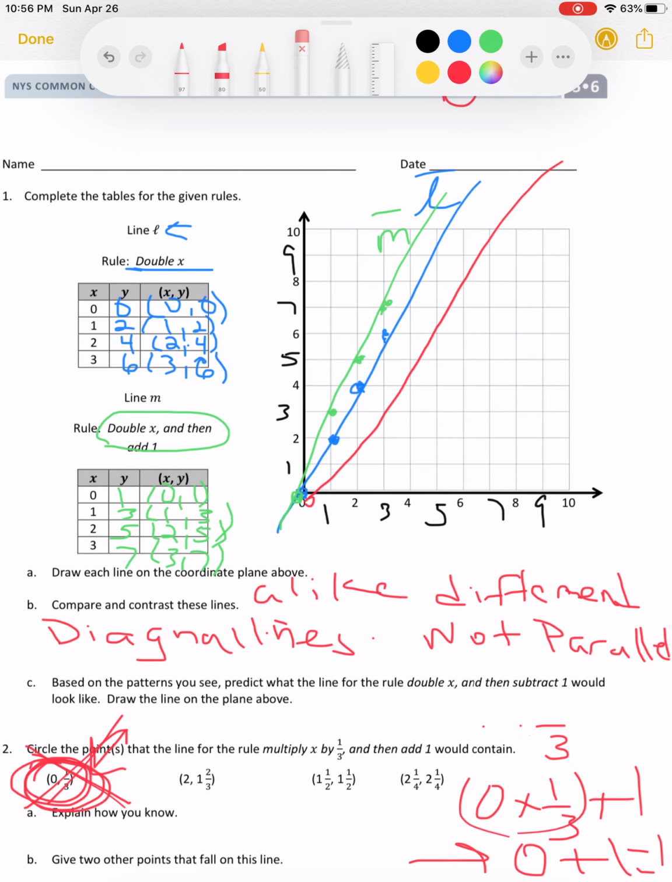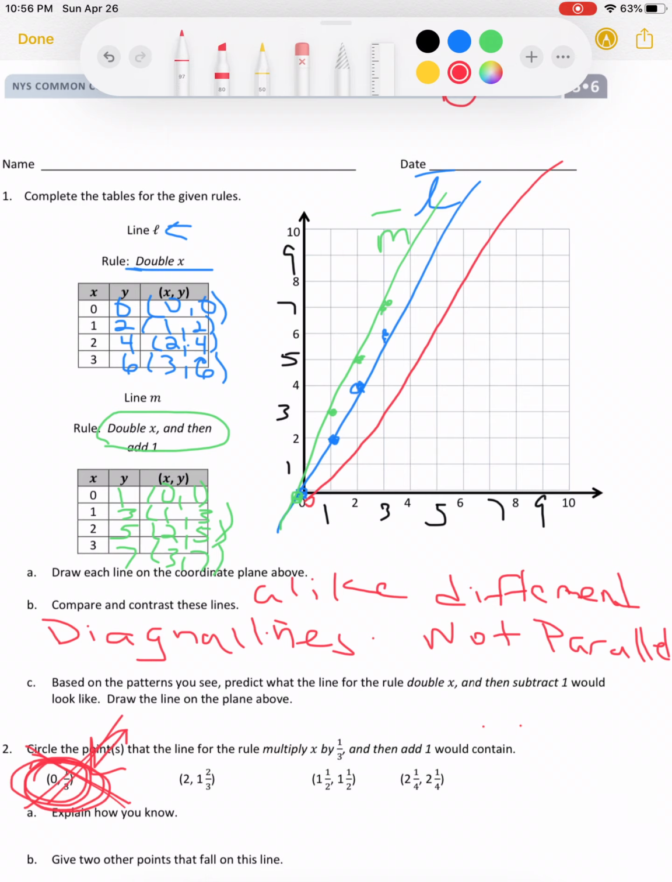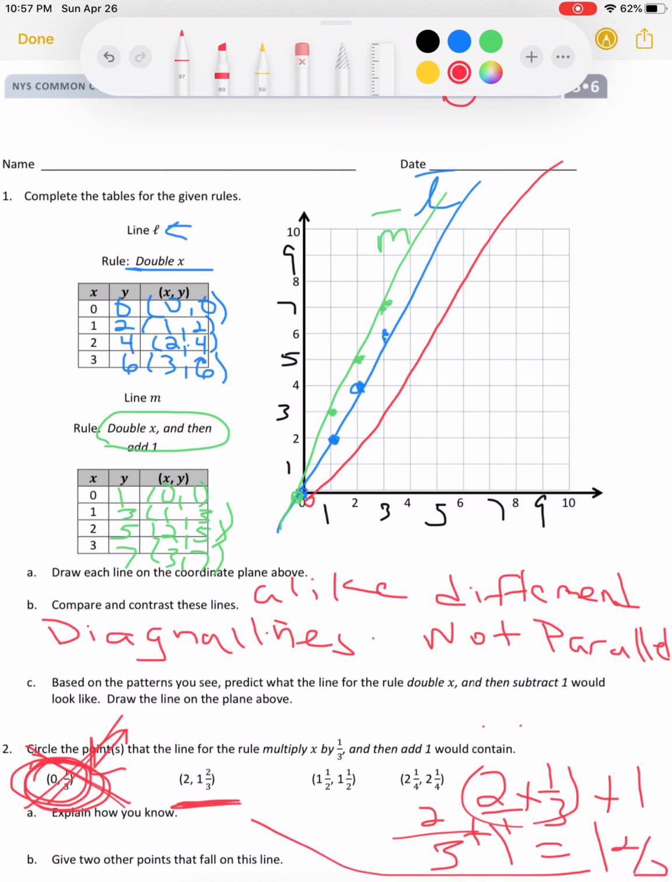Let me erase and give ourselves some room here. And if you're writing on your paper or you need to pause the video, come back, write, pause, come back, whatever you need to do. Here we have 2 as x. So 2 times 1/3 plus 1. And they're saying it should equal 1 2/3. So let's see. 2 times 1/3. We know we multiply fractions straight across. Numerator times numerator equals 2, and denominator times denominator, 1 times 3 equals 3. 2/3 plus 1 equals 1 2/3. Good. And it does match our y there.